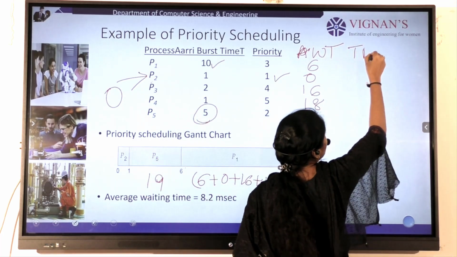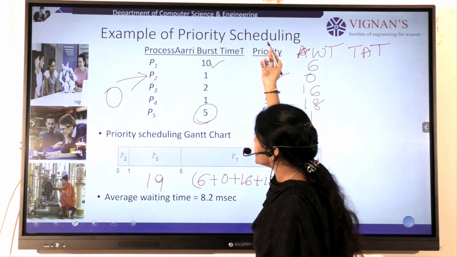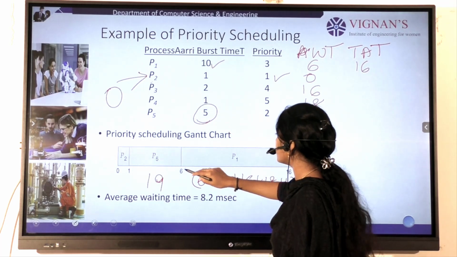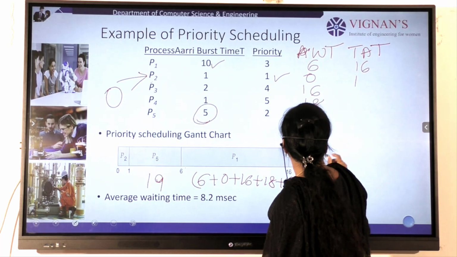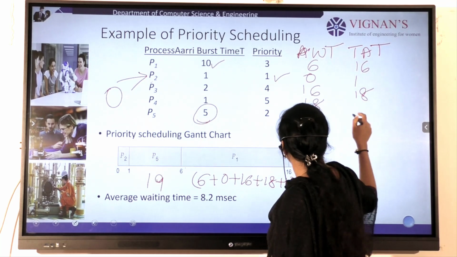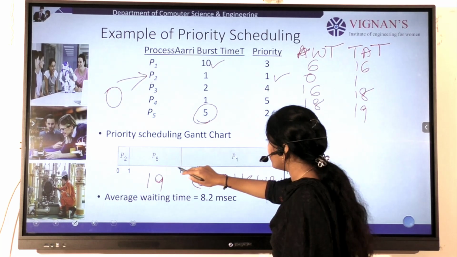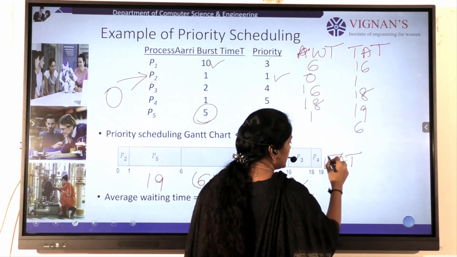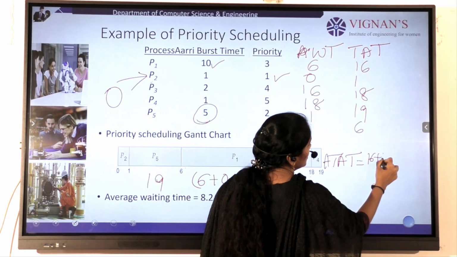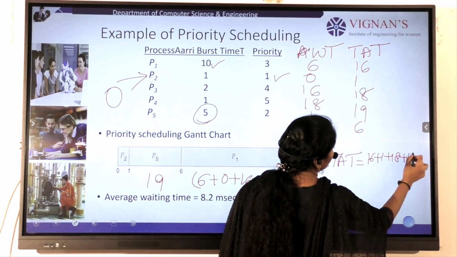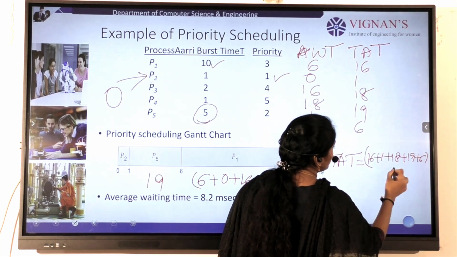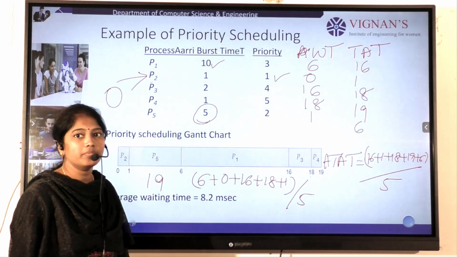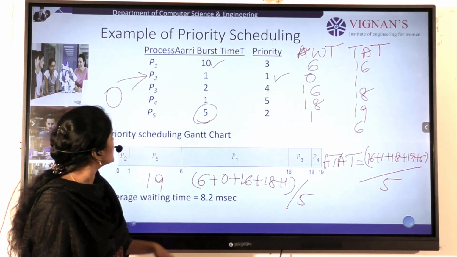Now we have to calculate turnaround times. Turnaround time is the complete execution time of a process. P1 is completed at 16 milliseconds, P2 at 1 second, P3 at 18 seconds, P4 at 19 seconds, and P5 at 6. So the average turnaround time is 16 plus 1 plus 18 plus 19 plus 6, whole divided by 5. These are the average waiting time and average turnaround time for the priority scheduling algorithm.